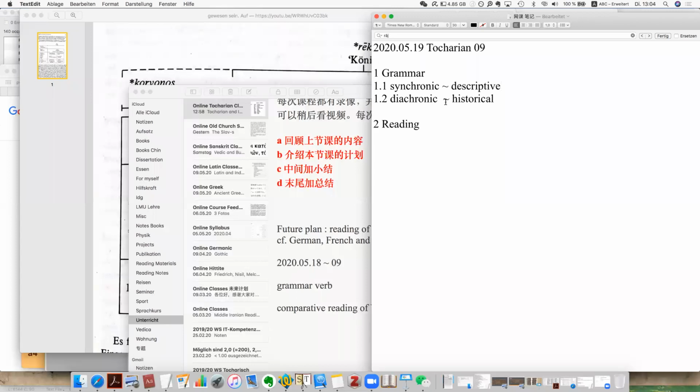Probably I should close the window. It sounds a little bit noisy outside. Sorry. There are a lot of construction works in Germany. Okay, let's come back.